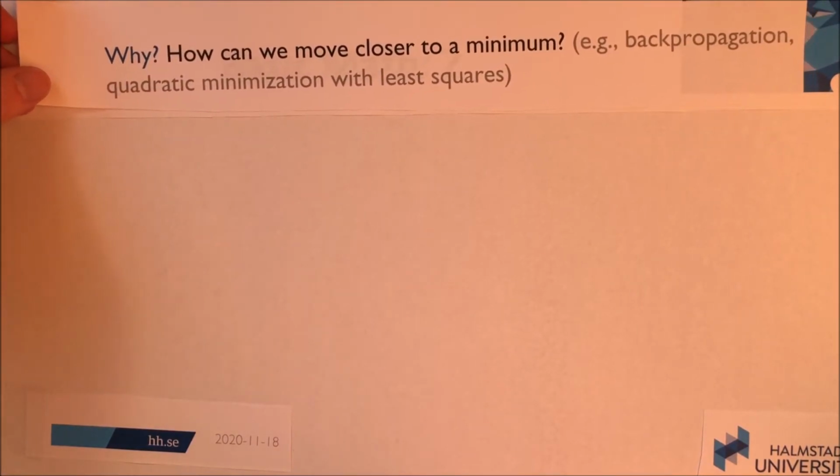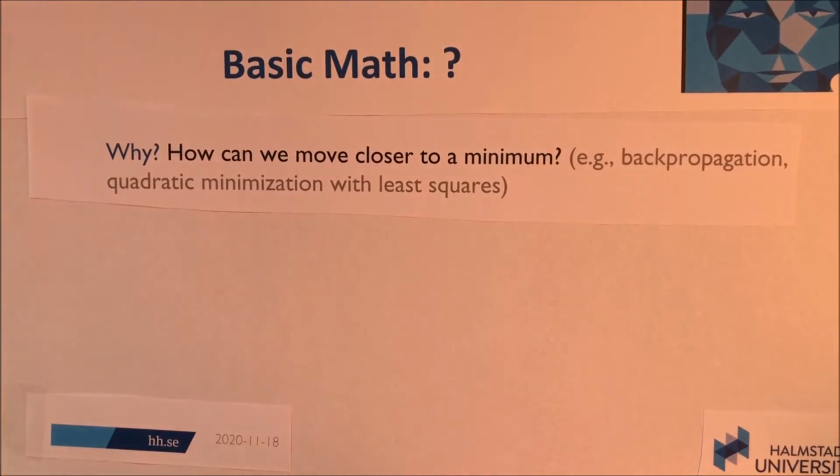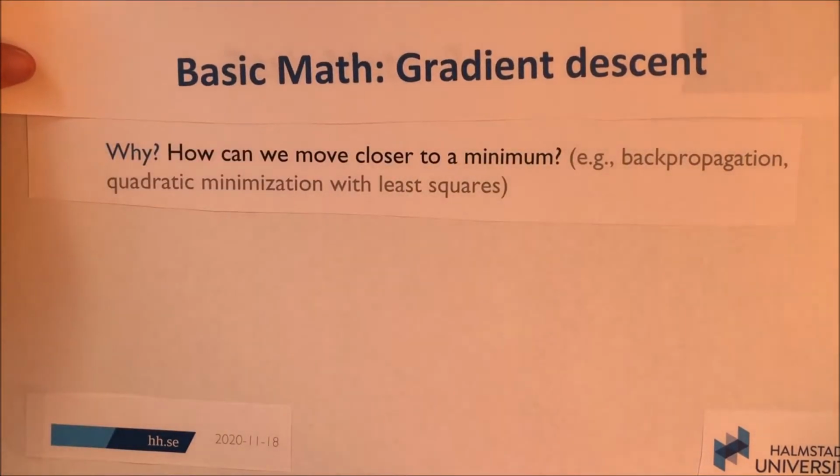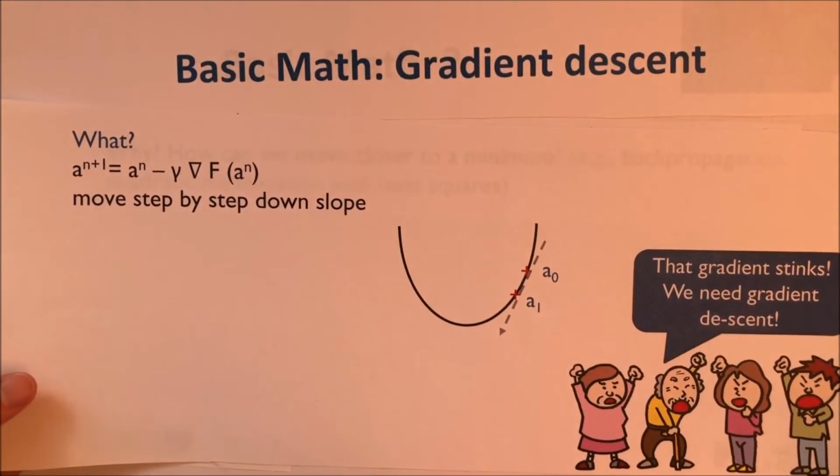Sometimes we want to find a local minimum of something. For example, if we're doing backpropagation for some deep learning or neural networks, or if we're doing quadratic minimization with least squares, how can we do something like that? Yes, you guessed it, gradient descent. So how does gradient descent work?